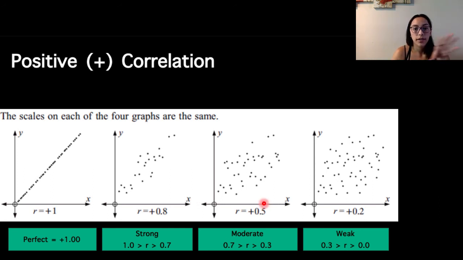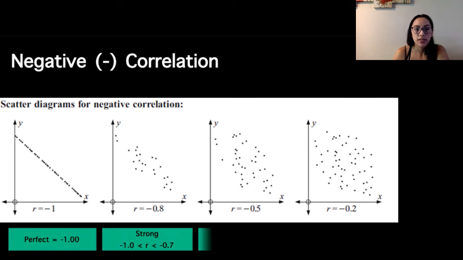As we go to moderate and weak correlations, you can see that these scatter points become more loosely associated, but we can still generally see that there's an upward trend. Okay, so moderate correlations will associate with R values that are between 0.7 and 0.3. Weak correlations are usually going to be R values that are less than 0.3.